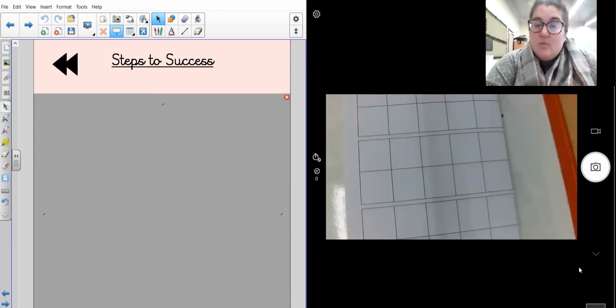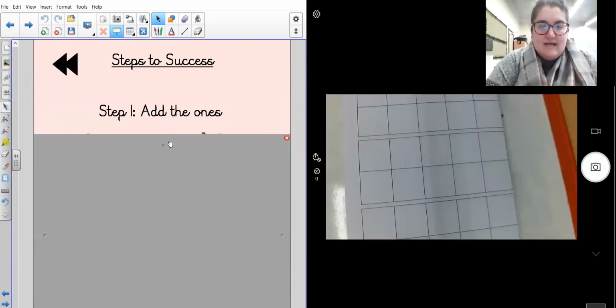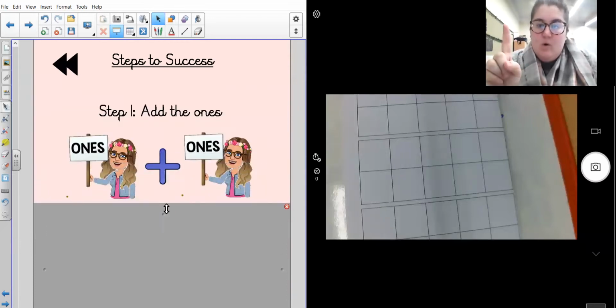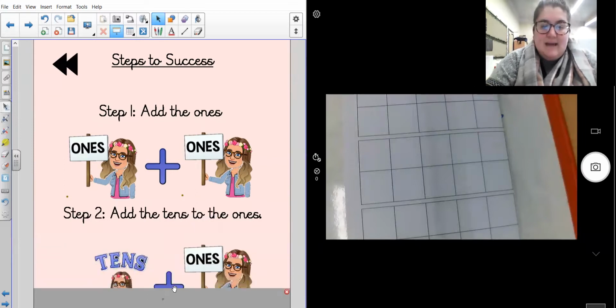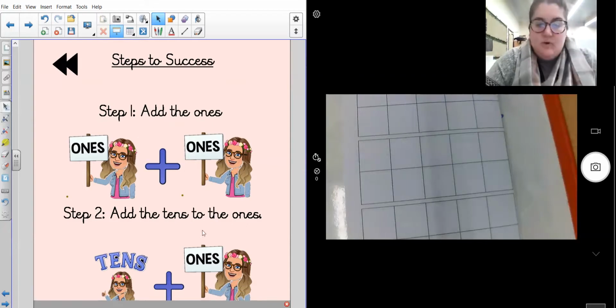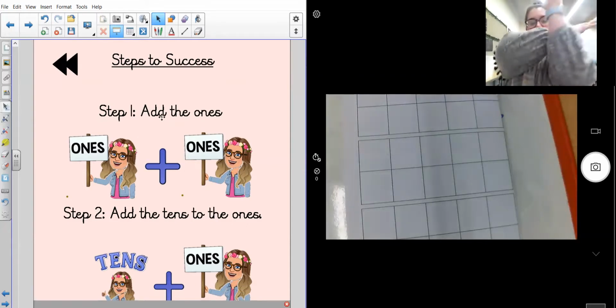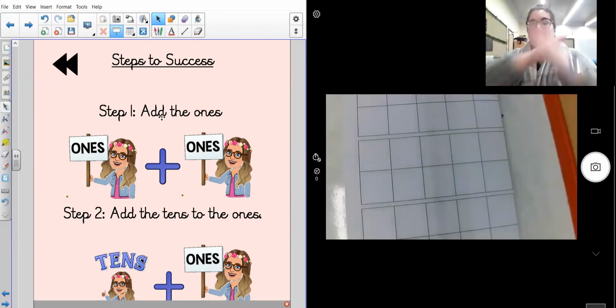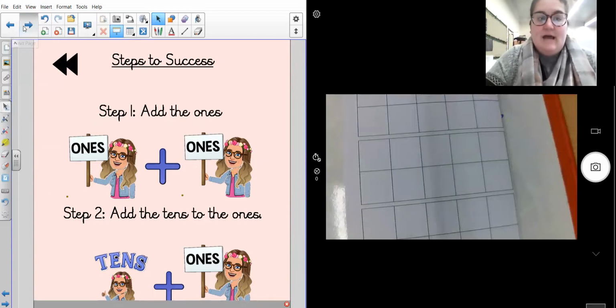So yesterday we were adding by counting the ones, okay, and there were two important steps that we had to do. So let's have a look at step one. Step one was to add the ones, okay? So I was adding the ones. And step two was to add the tens to the ones, okay? So step one, add the ones. Step two, add the tens. Okay, so we need to remember those important steps to help us today.